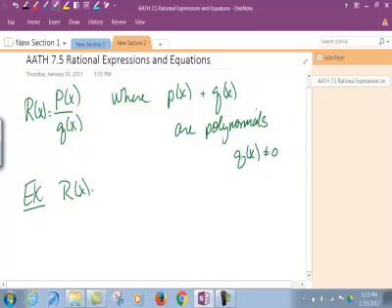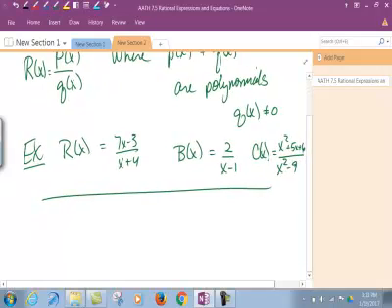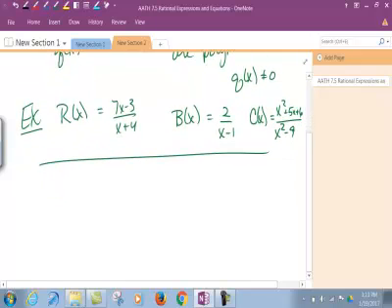So r of x equals 7x minus 3 over x plus 4. We might have b of x equals 2 over x minus 1. And then we might have c of x is equal to x squared plus 5x plus 6 all over x squared minus 9. Okay, so these are all examples of rational functions, and today we're going to perform operations on them, and then, as I said, we're going to solve rational equations. So let's start out with the first operation, which is to simplify.